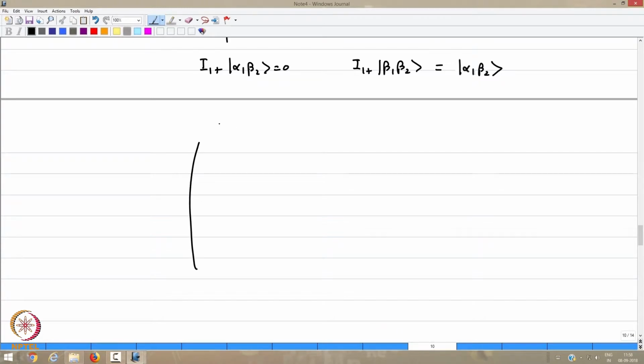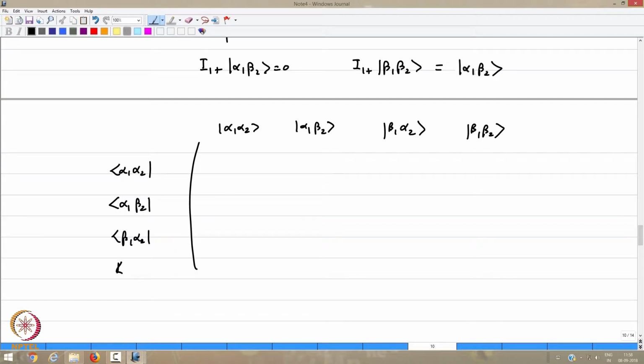Okay. Therefore, what you see here is that the representation for I1 plus in a matrix form will be now 4 states: alpha 1 alpha 2, alpha 1 beta 2, beta 1 alpha 2, and beta 1 beta 2. And the same thing here on this side: alpha 1 alpha 2, alpha 1 beta 2, beta 1 alpha 2, and beta 1 beta 2. Okay. This is I1 plus is 0. I1 plus on alpha 1 is also 0. I1 plus on beta 1 will give you alpha 1 alpha 2, therefore this is 1.